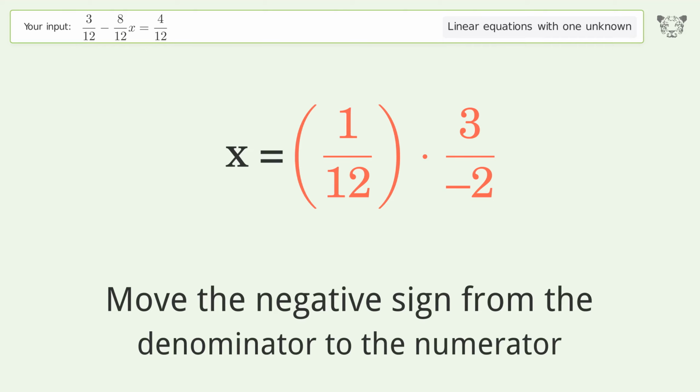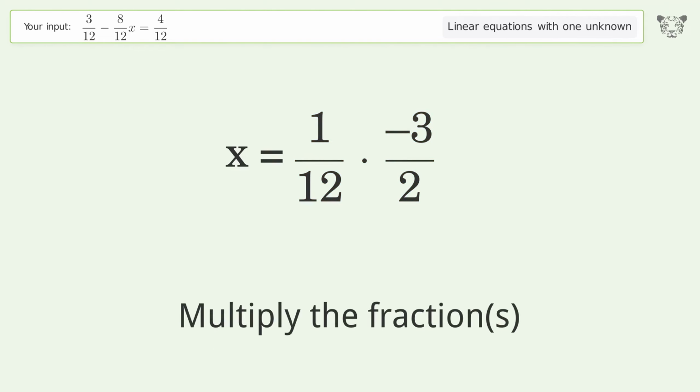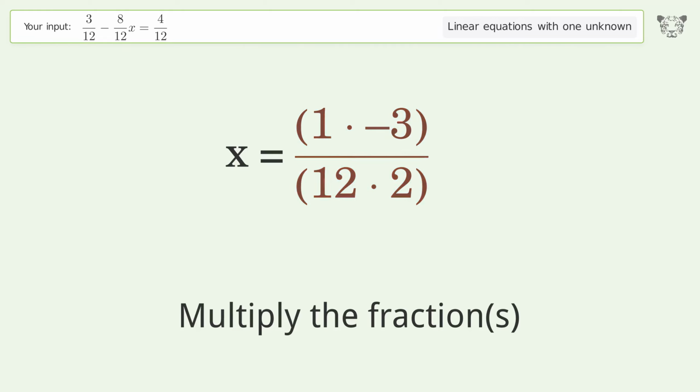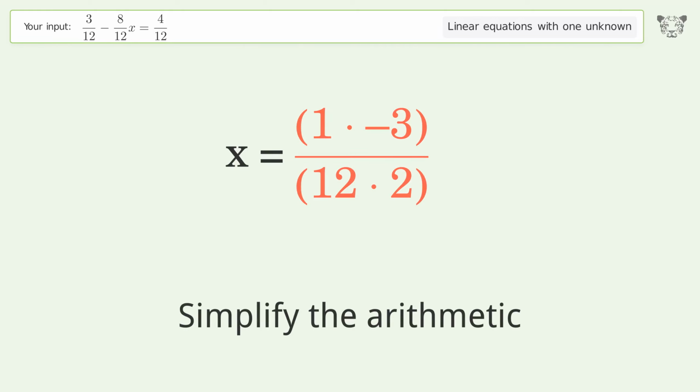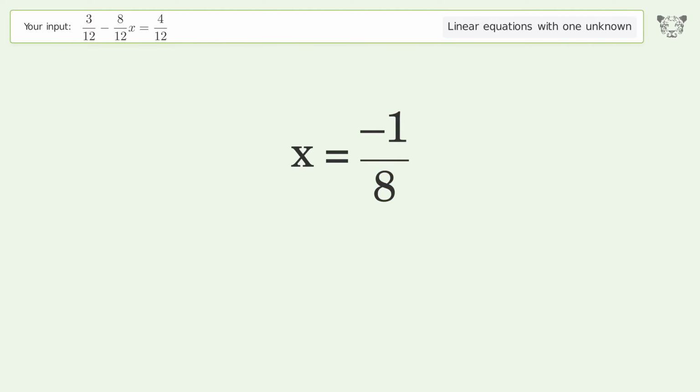Move the negative sign from the denominator to the numerator. Multiply the fractions. Simplify the arithmetic. And so the final result is x equals -1/8.